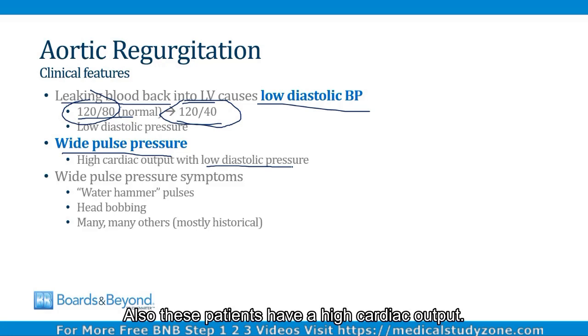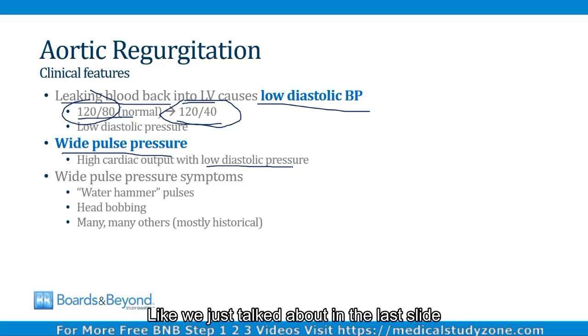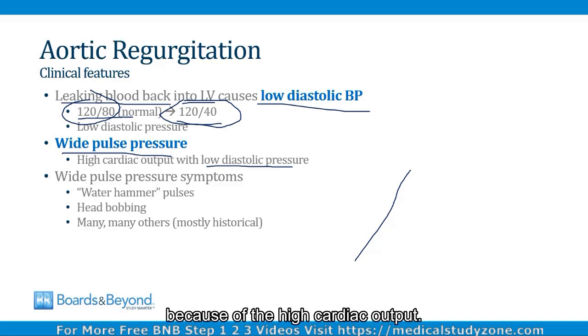Also, these patients have a high cardiac output. Like we just talked about in the last slide, their preload is up and their stroke volume is up. This leads to a high cardiac output. So what's happening is the blood pressure is getting very low in diastole and then shooting up in systole because of the high cardiac output. And this is called a wide pulse pressure, a classic finding in aortic regurgitation.